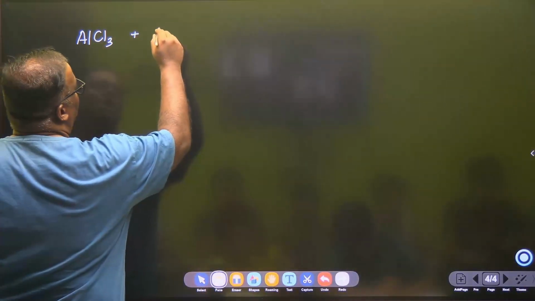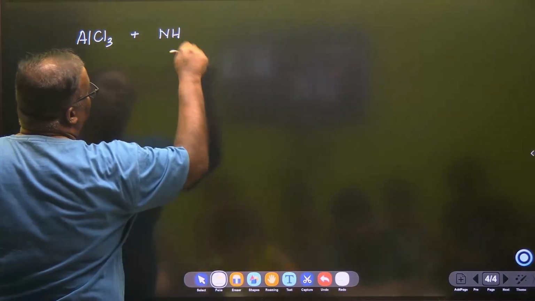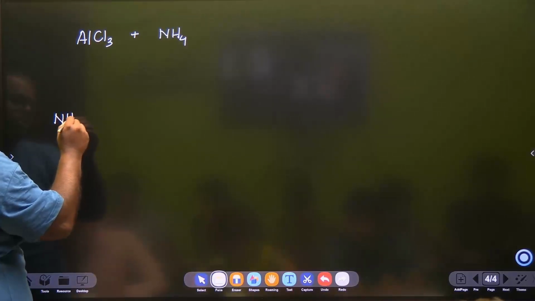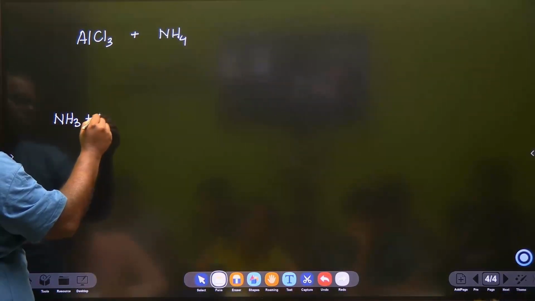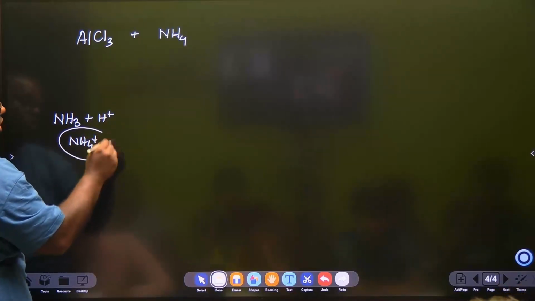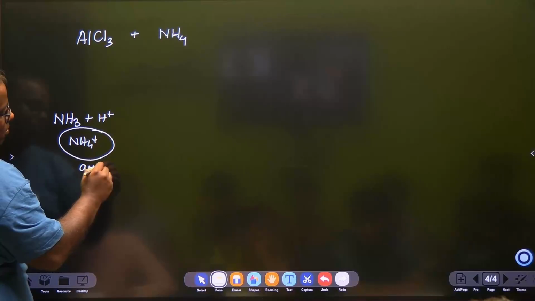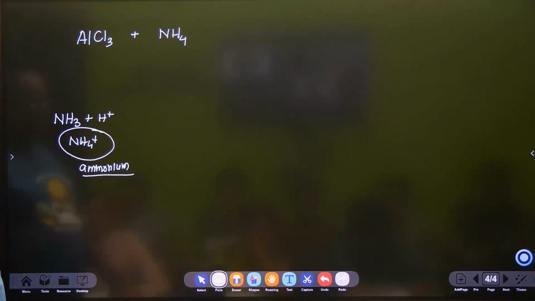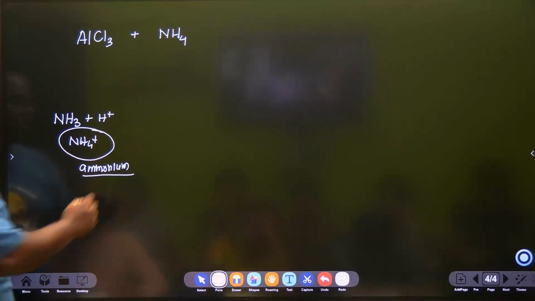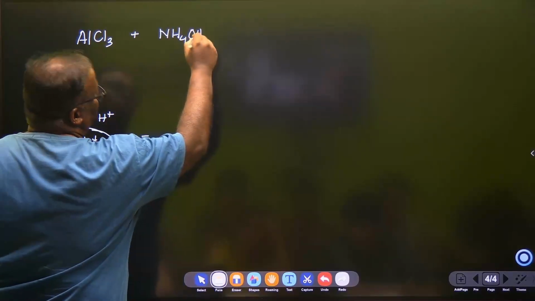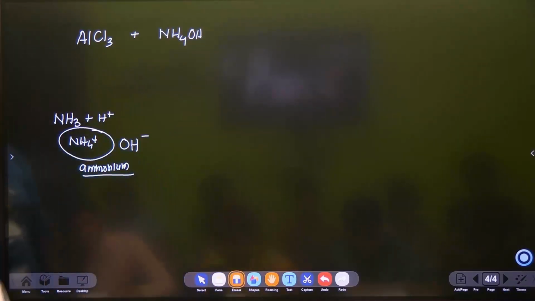Ammonium hydroxide. Ammonia is NH3. Ammonium is NH4. Children, try to listen. Ammonia is NH3. It takes one more hydrogen ion, so it becomes NH4 positive. This is the ammonium ion, the only non-metallic cation. All hydroxides will have an OH minus, so ammonium hydroxide is NH4OH. Is the logic understood? Now react it with this.